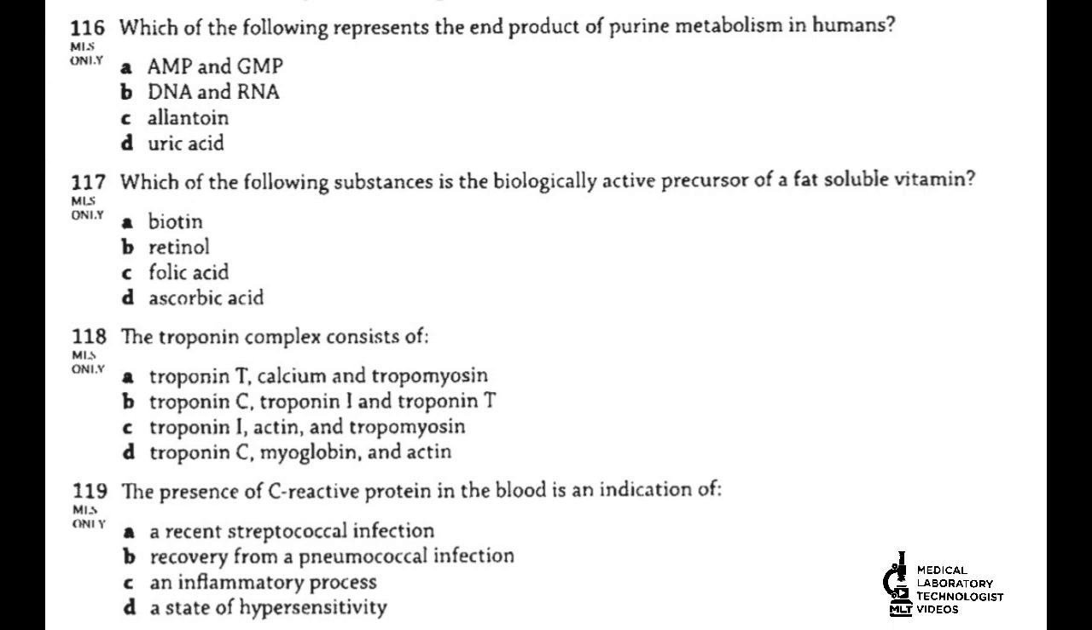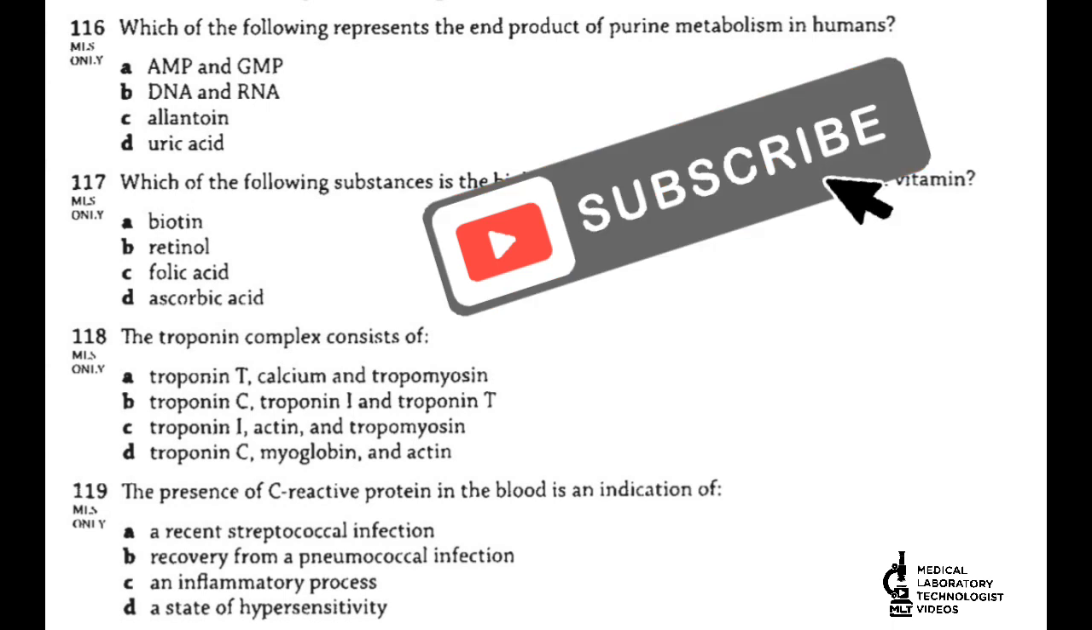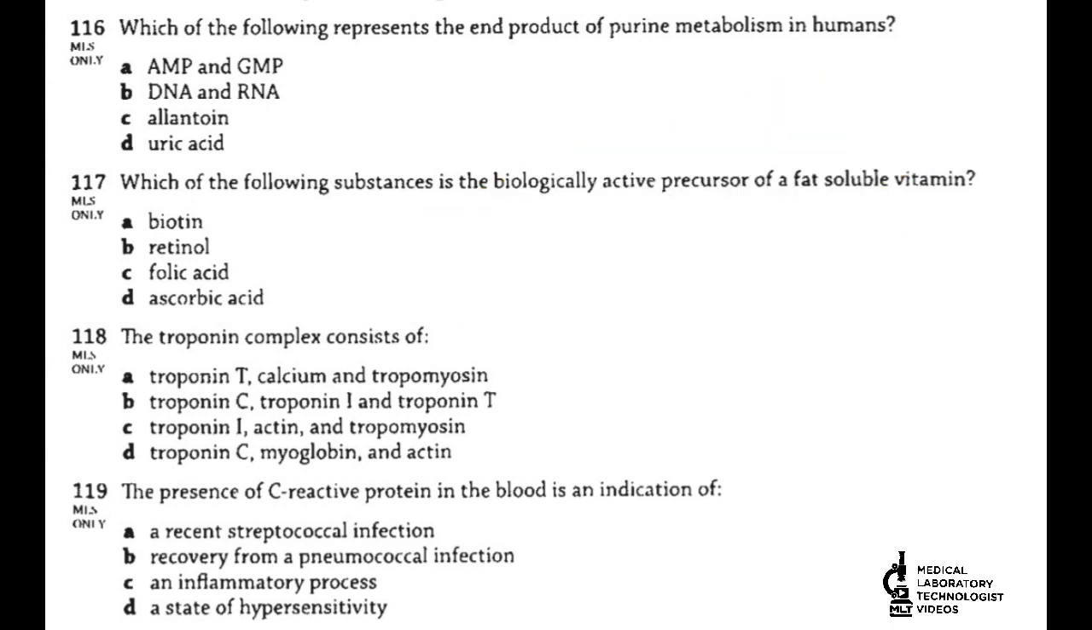Next question is question number 118. The troponin complex consists of: option A, troponin T, calcium, and tropomyosin; option B, troponin C, troponin I, and troponin T; option C, troponin I, actin, and tropomyosin; option D, troponin C, myoglobin and actin. Answer is option B, the troponin complex, that is troponin C, troponin I, and troponin T.